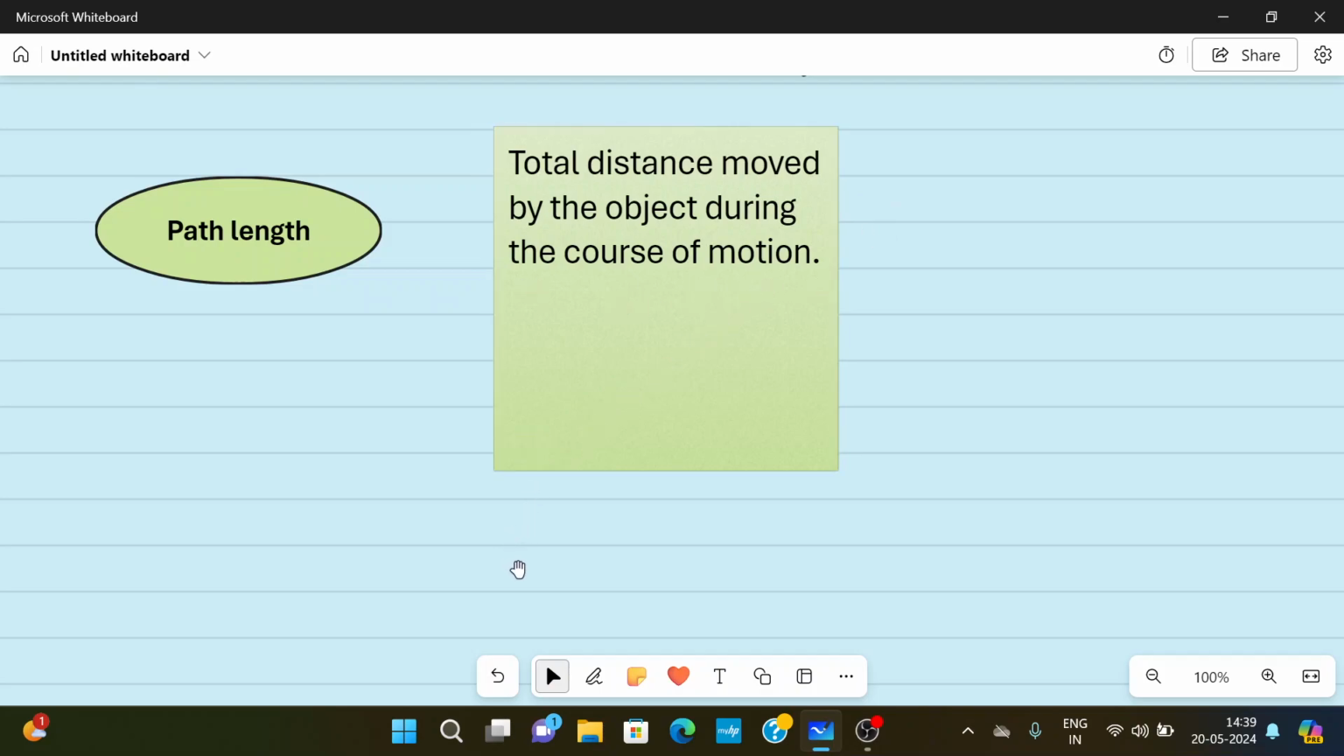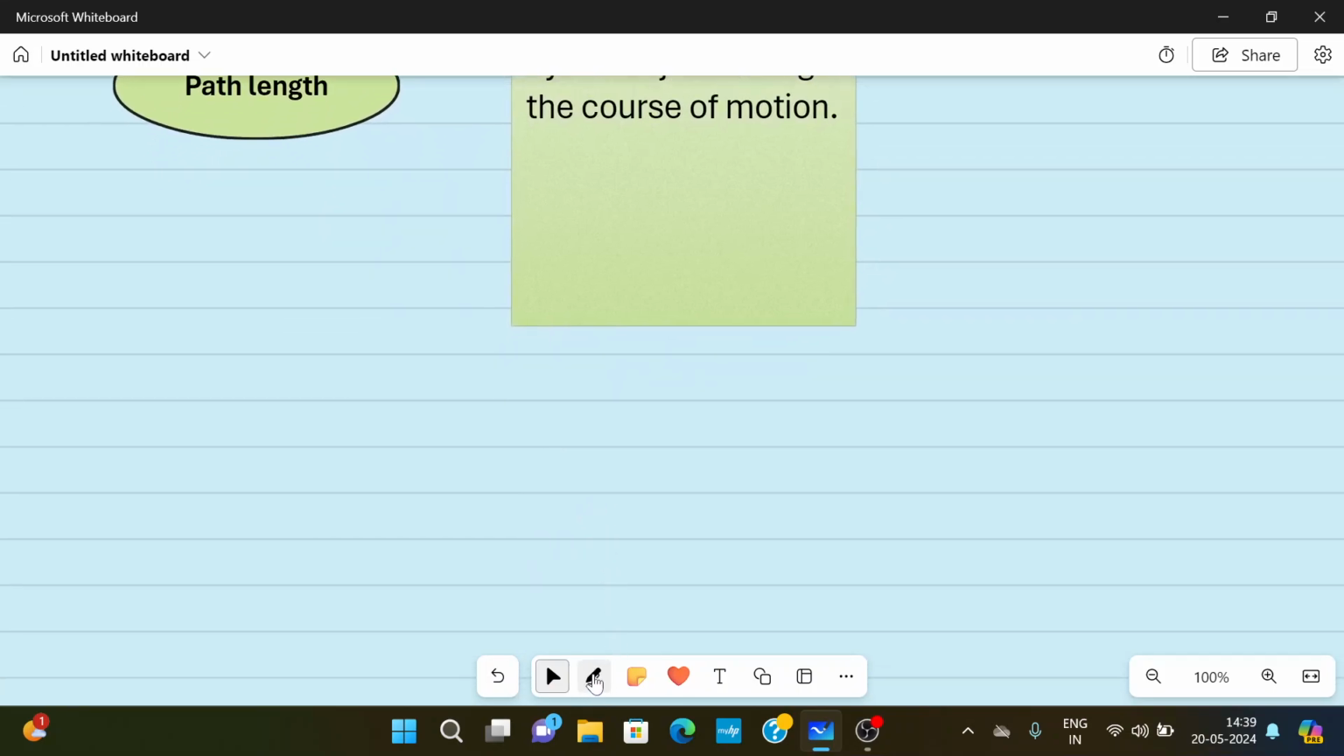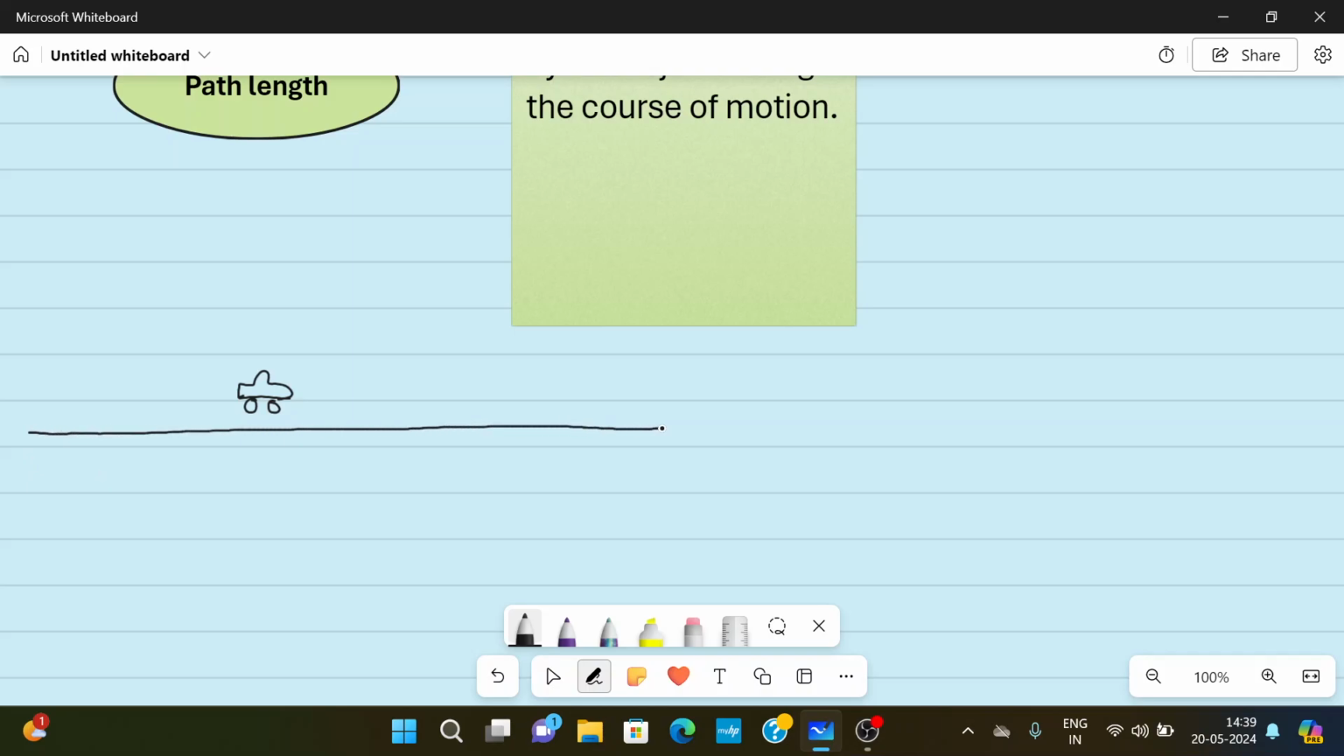To understand this, consider the motion of a car along a straight line. Consider this is a car which is moving along a straight line. For motion along a straight line, we need to choose a reference line which coincides with the path of motion of the car. This line is called the x-axis.